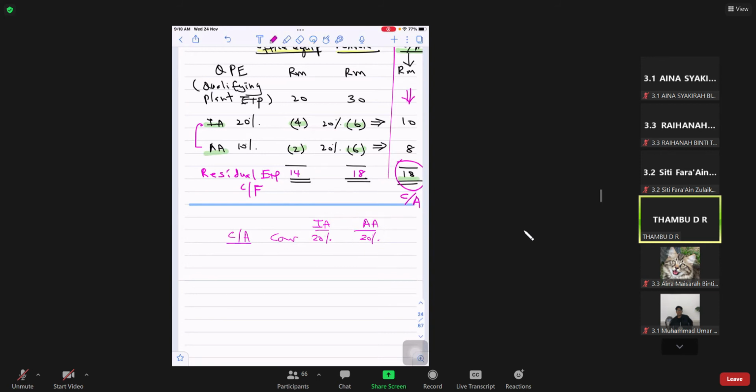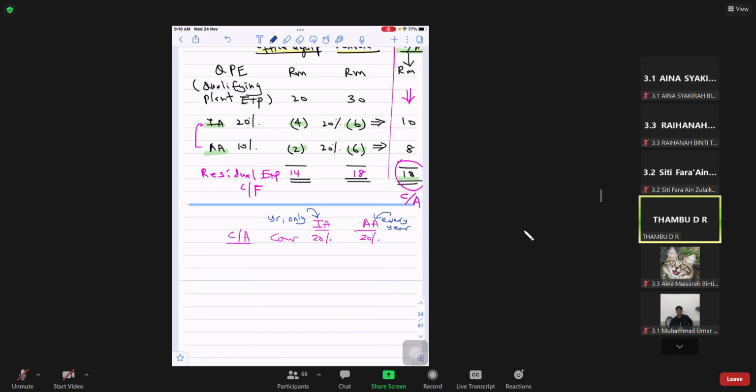So IA, year one only. IA we give only in year one. The year you buy, that's the year. AA, you give for every year, only if you use it. You must use it at the year end. Condition: AA is given every year if you are using it at the year end.